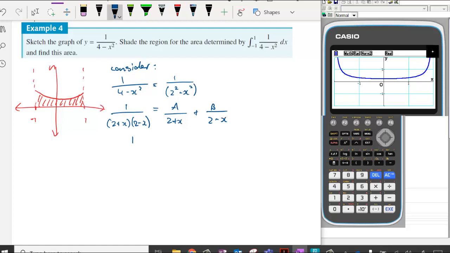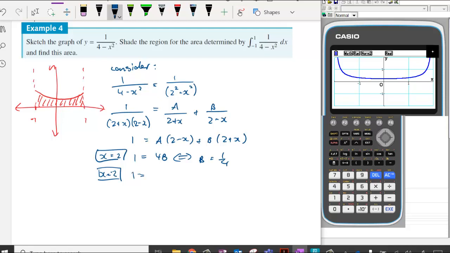Now, that means we have 1 is equal to a lots of (2 take x) and b lots of (2 plus x). When x is equal to 2, we get 1 is equal to 0a and 4b. So that gives us b is equal to 1/4. And when x is equal to -2, we've got 1 is equal to 4a and 0b, which gives us that a is equal to 1 on 4 as well.